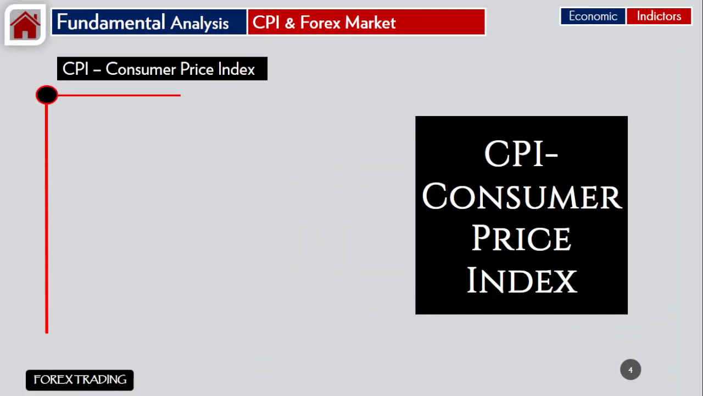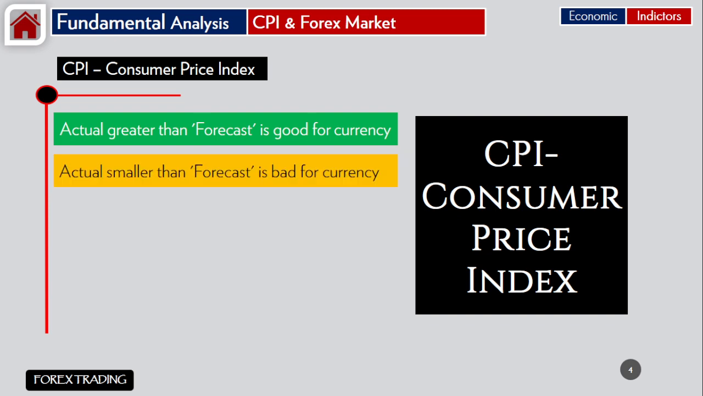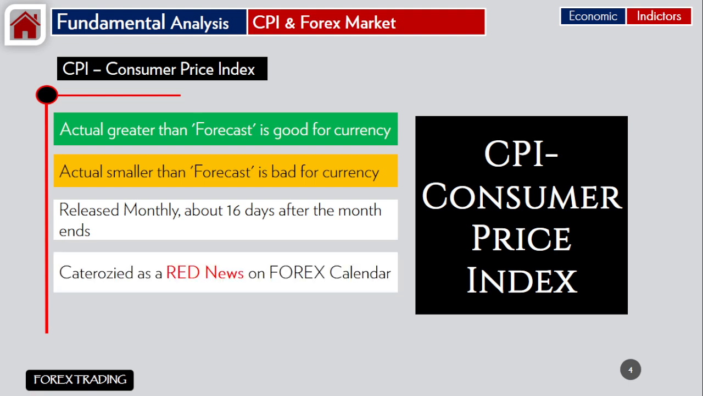Okay, Consumer Price Index. When the data release comes out for CPI, and we look at the figures, if the actual figure is greater than forecast, then it's good for the currency, and if the actual is smaller than forecast, it is bad for the currency. The CPI data is released monthly, about 16 days after the month ends. And this CPI data is categorized as red news on the Forex calendar.